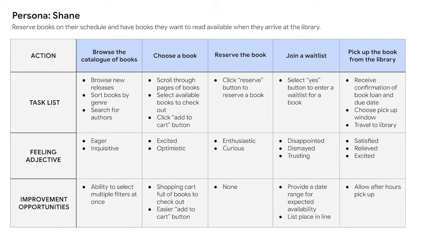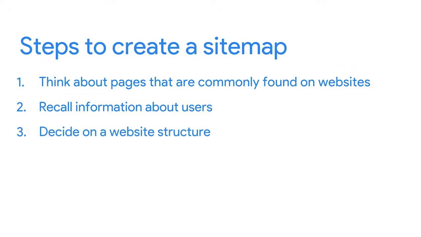As a reminder, Shane needs to browse the catalogue of books, choose the book they're interested in reading, try to reserve the book, join a waitlist if the book is not immediately available, and then pick up the book from the library. With all this information in mind, you're ready to put pen to paper, so to speak. It's time to decide the structure that your website will use: hierarchical, sequential, matrix, or database. Remember, you might use a combination of these structures or a different structure altogether.